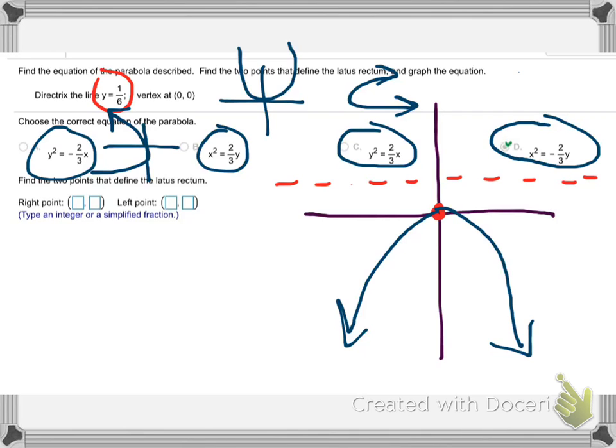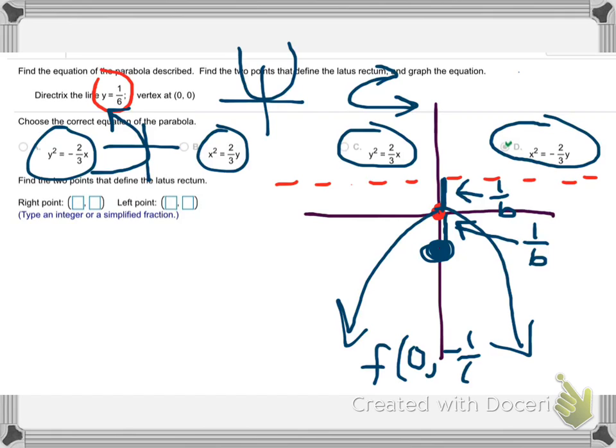Now remember that the distance between the vertex and the directrix, this distance here, is the same distance from the vertex to the focus. So the focus point's got to be right here. Now this distance here is 1/6. According to the line, the directrix line is 1/6, which means that this distance here also has to be 1/6 units away, which puts the focus point at (0, -1/6). That's the ordered pair of the focus point. Now remember, the focus is like the little fishy that's being eaten by the shark.